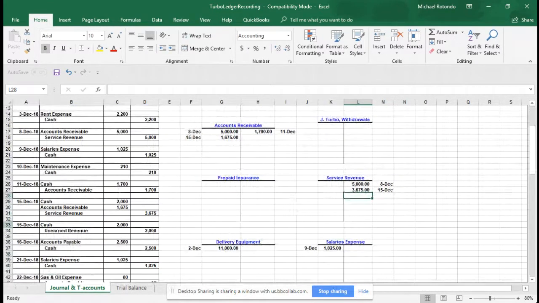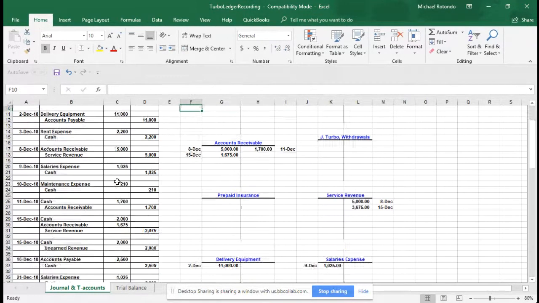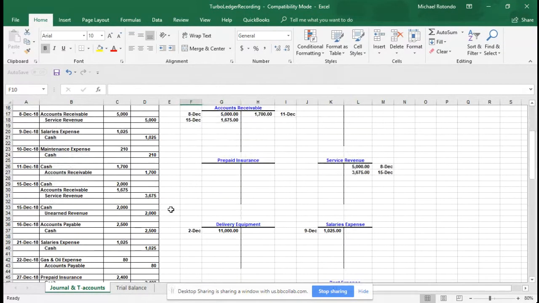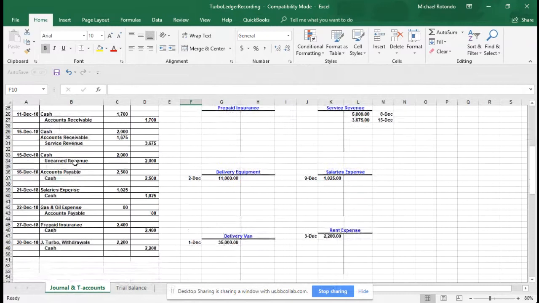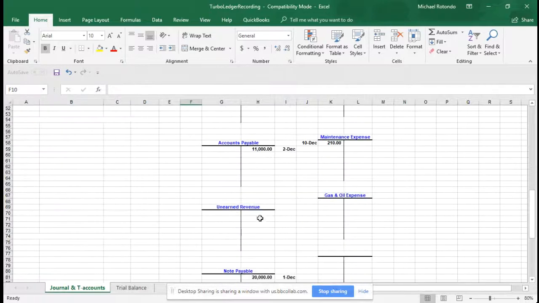Okay, and on the 15th, we have another debit to cash for $2,000. And we have a credit to unearned revenue, which is a liability, which we will explain in a later chapter. So we should find this with the liabilities. That's going to be a credit.